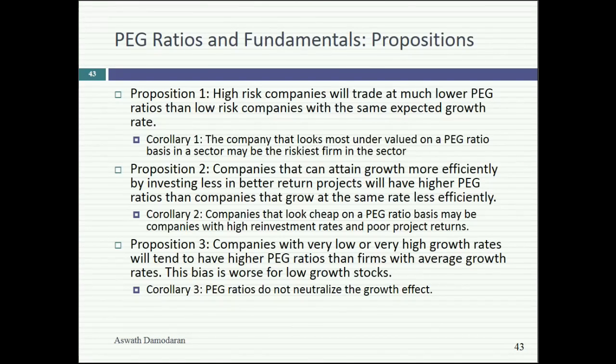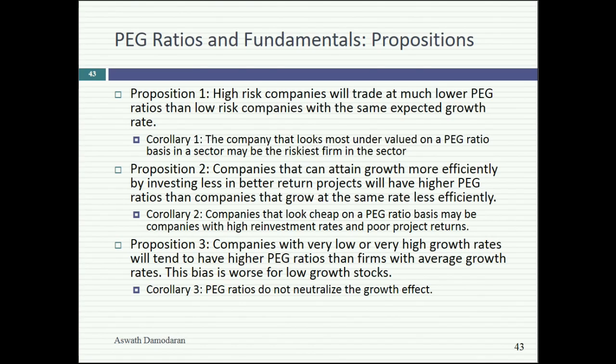So here are three very simple propositions about PEG ratios. And if you do get a chance, I'll send you a couple of links to equity research reports that use PEG ratios so you can see them. First, other things remaining equal, high-risk companies will have lower PEG ratios than low-risk companies. Second, other things remaining equal, the higher return on equity companies will have higher PEG ratios than lower return on equity companies. And then I got to the third proposition.